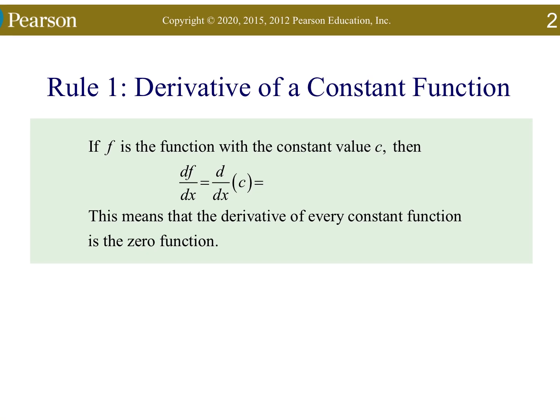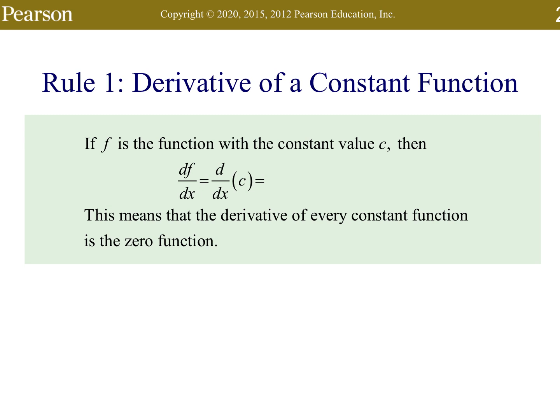All right, here is rule 1. If f is a function with constant value c, use your arms to show me a constant value function. Like 5 or like 10. This, right? It's just a horizontal line. That is a constant. If I ask you for the derivative of that, what am I asking you for? The slope. What is the slope for every constant function? 0. There you go. You have your first rule.